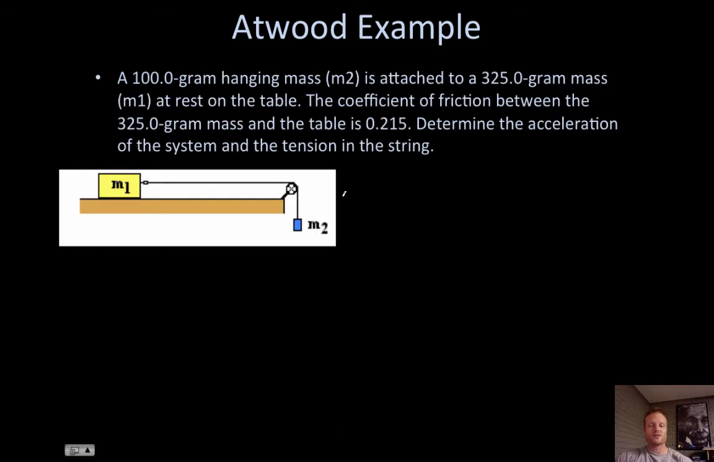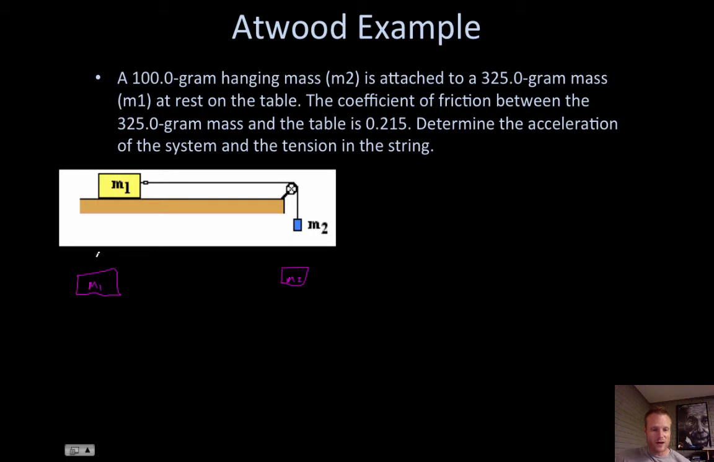Let's take a look at another one, maybe a little bit more challenging. It says a 100-gram mass, M2, is hanging, and it's attached to a 325-gram mass on a table. The coefficient of friction between the 325-gram mass and the table is 0.215. Determine the acceleration of the system and the tension in the string. First thing I'm going to do is draw a free body diagram of M1 and of M2, because that guides me in terms of where I go with this problem.